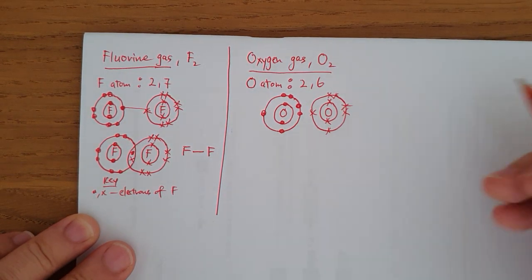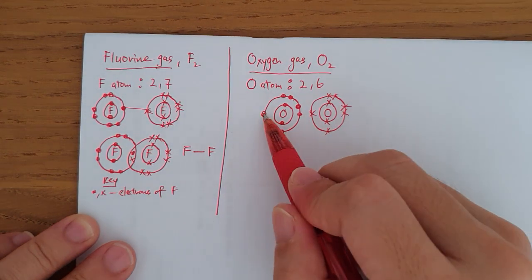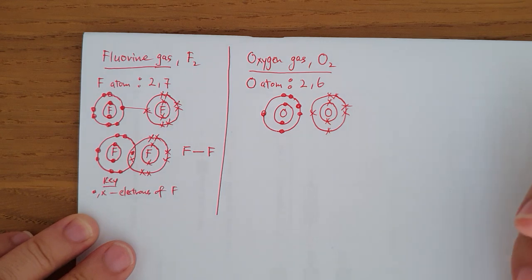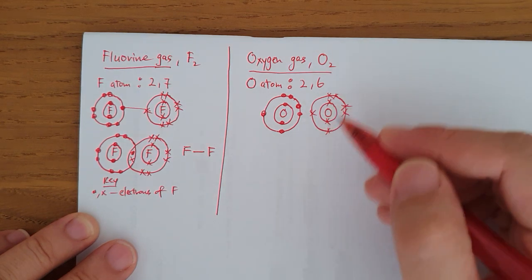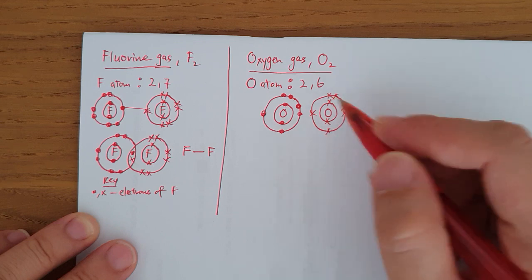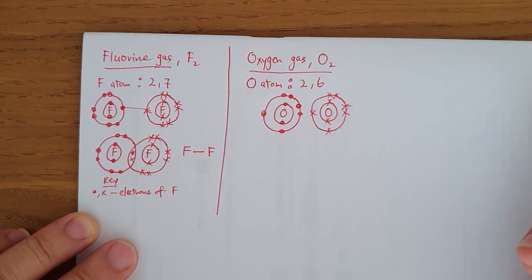So take a look at the lone pairs. I have a lone pair of electrons here, a lone pair here, a lone pair here, and a lone pair here. Now in order to achieve a stable electronic configuration of a noble gas, all the electrons need to be paired up. Then you will have 8 electrons in the valence electron shell. So what do I do? I'll just try to pair up the lone electrons.